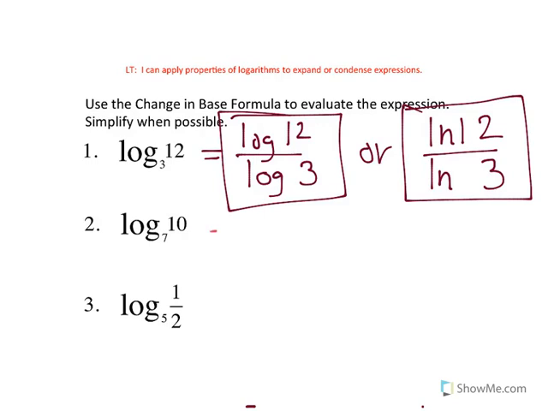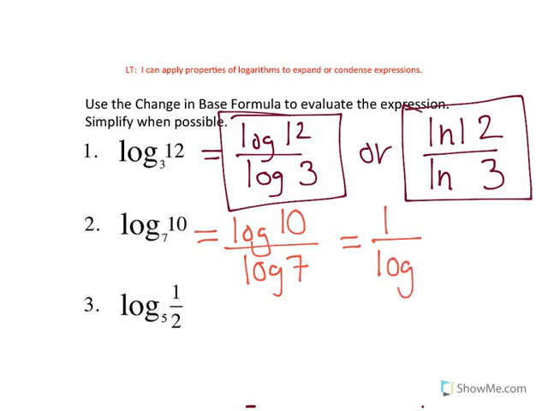Moving on to that second one, log base 7 of 10. If I rewrite that using the change in base formula, that would be log base 10 of 10. Ooh, that sounds like it could probably simplify. And log base 10 of 7. 10 to what power is 10? 1. Divided by log base 10 of 7, because 10 to what power is 7? I don't know what that is.